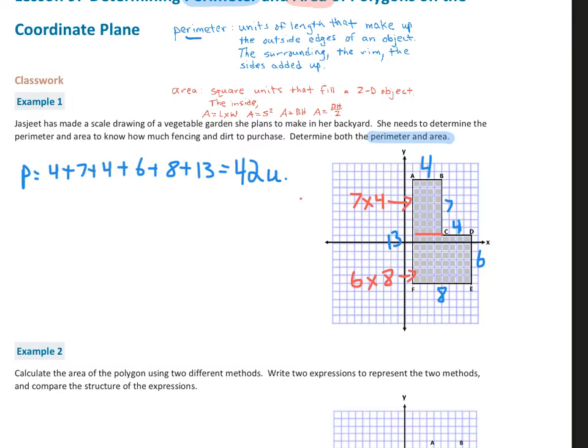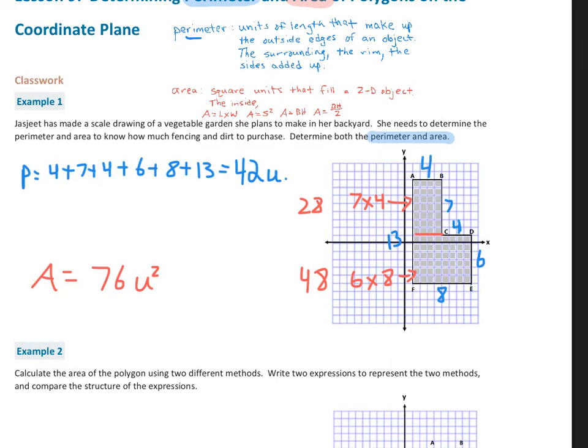And so 7 times 4 is 28. 6 times 8 is 48. And when you add those together, you're going to get an area of 76 units squared. Now, we're not squaring 76. 76 is the total number. What we did, units times units. And so we're going to call them units squared.